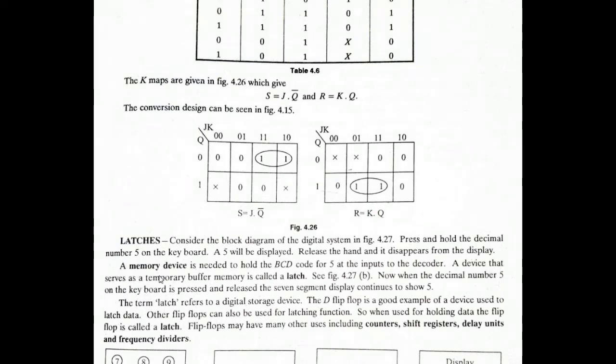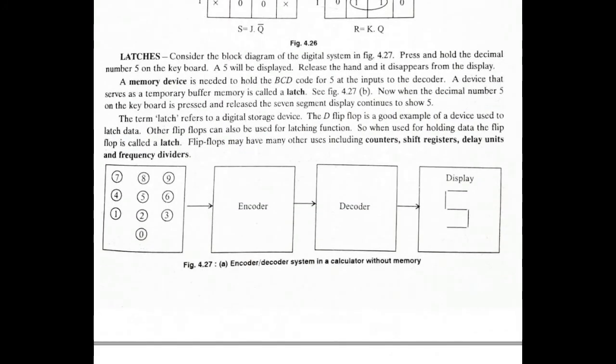Next we discuss latches. Consider a block diagram of a digital system. Press and hold the decimal number key 5. Here we press and hold this decimal number 5 key. A 5 will be displayed. Release the hand and the 5 disappears from the display. When we release the hand from 5, the display disappears.